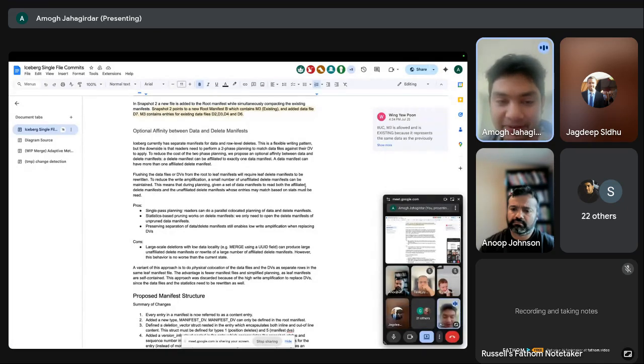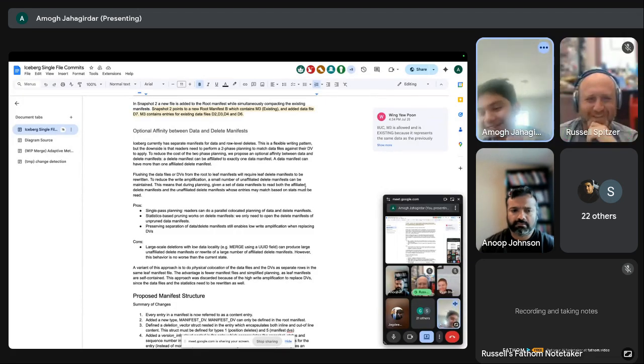So the primary benefit is a more effective single-pass planning, and then you can use stats to prune which delete manifests to read. This still preserves low write amplification, so when we're replacing the DVs, we know which delete manifests have to be read and rewritten. Any questions here?